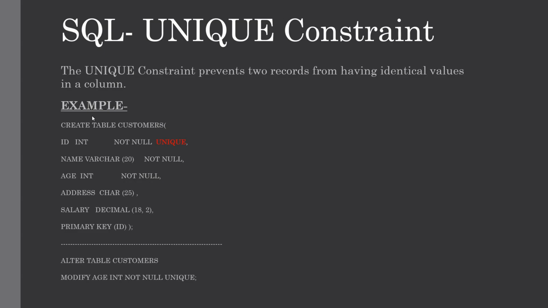The following SQL query creates a new table called customers and adds 5 columns, namely ID, name, age, address and salary. Here the ID column is set to unique so that you cannot have two records with the same ID. If the customer table has already been created, then you can use this alter table command to add a unique constraint to the desired column. Let me show you how to use the unique constraint in some simple examples.